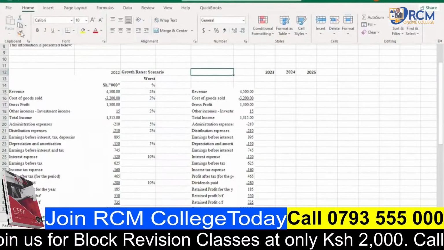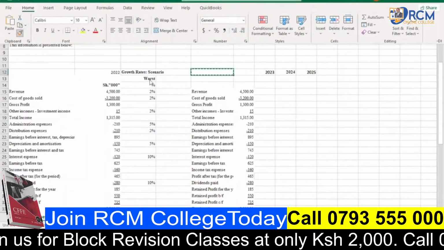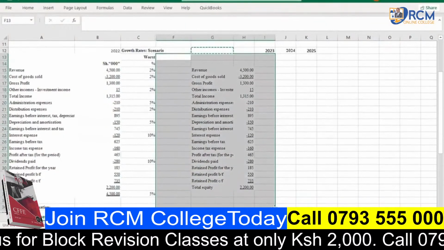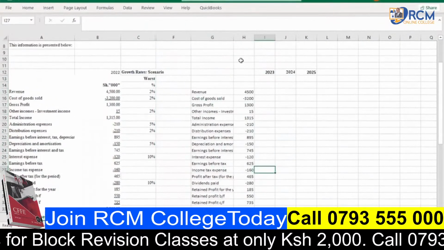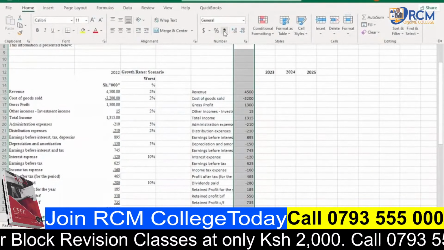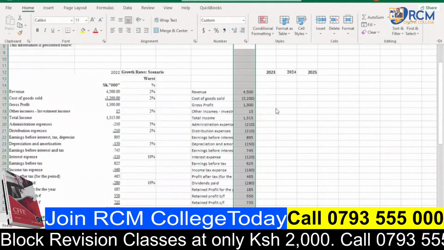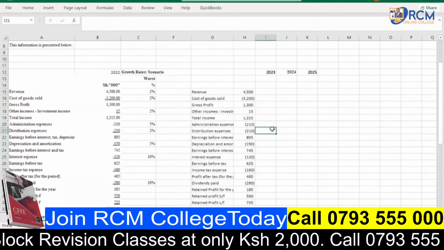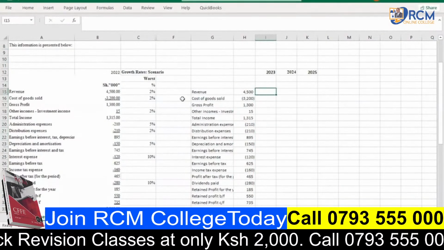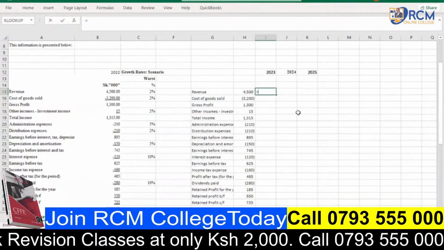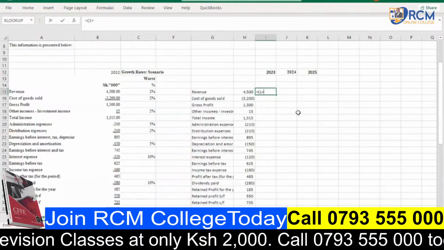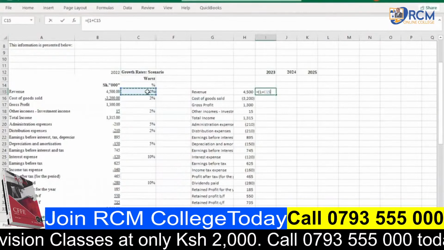Copy the whole of that and bring it to that point. So once you have it there, we now want to use this. So we are going to say equal to, close the bracket, 1 plus this rate here.